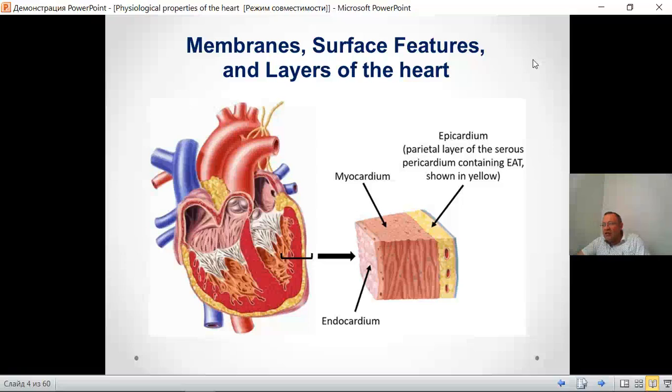Once regarded as a simple lining layer, recent evidence indicates that the endothelium of the endocardium and the coronary capillaries may play active roles in regulating the contraction of the muscles within the myocardium.